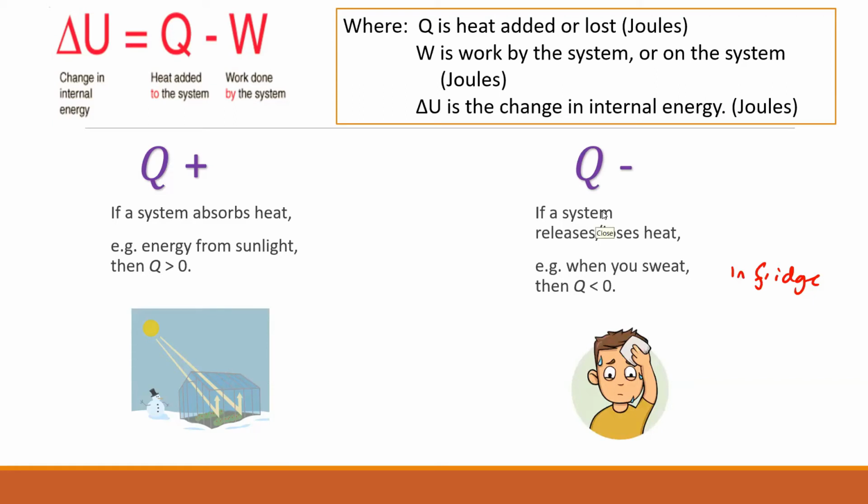Is it possible for Q to be neutral? Yes. Q would be neutral if there was no heat going into or out of the system. So that would be an isolated system. In an isolated system, there is no change in Q. Q is 0. Okay.